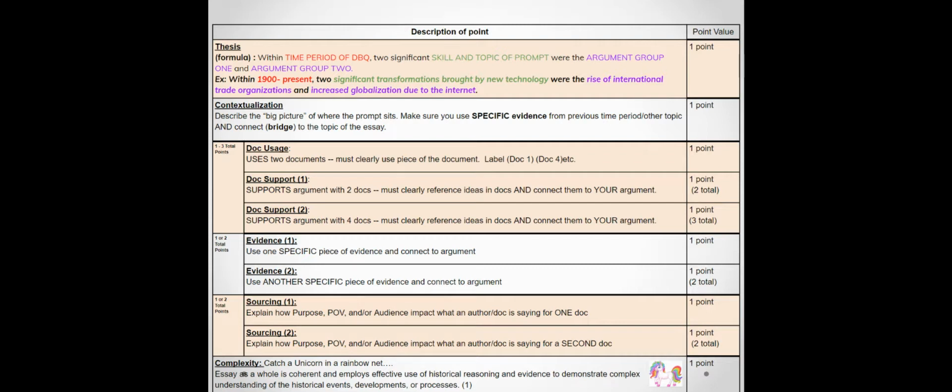And that is, as a whole, how coherent, how highly analytical, how full of specific evidence was your essay? Did you use multiple examples of historical reasoning? Did you use multiple critical thinking skills, so multiple arguments? Did you corroborate? Did you contradict yourself but then back it up with evidence? That's what they're looking for.